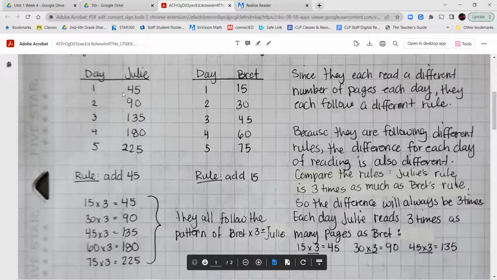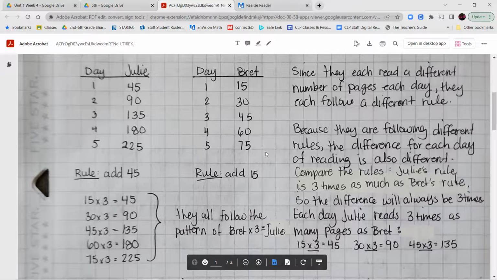So 45 times the first day, times 1, is 45. 45 times the second day, times 2, is 90. Times 3 for the third day is 135. Times 4 for the fourth day is 180. And times 5 for the fifth day is 225. For Brett, his first day, 15 times 1 was 15. 15 times 2 is 30. Times 3 is 45, times 4 is 60, and times 5 is 75.